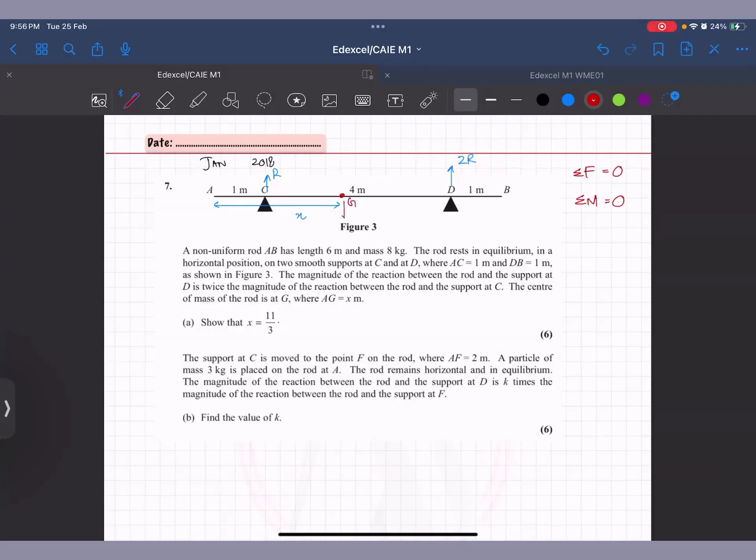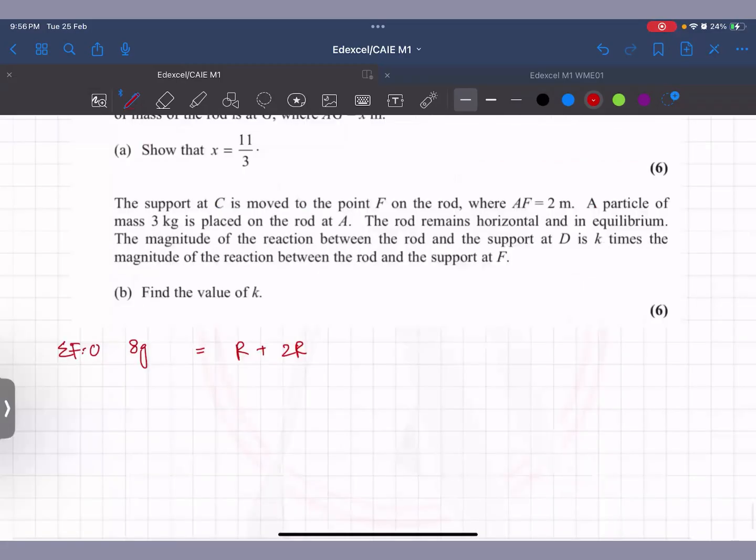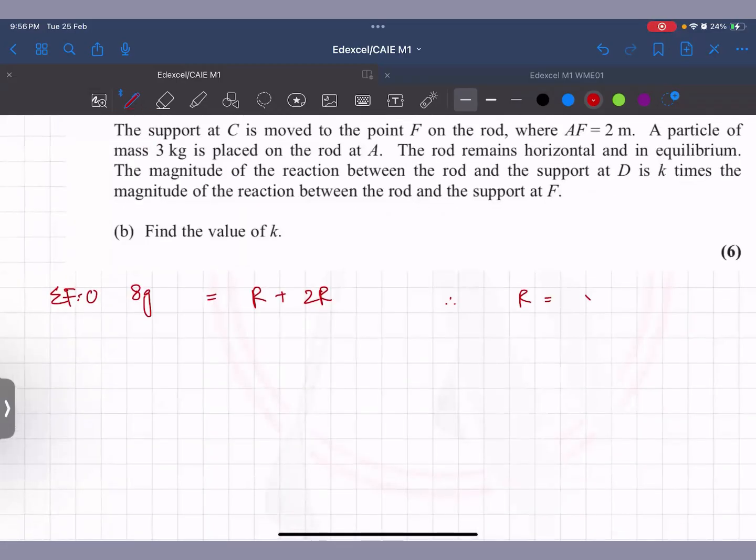This is G. So if I equate the forces, the weight of this rod would be 8g, right? The mass is 8 kg. The weight is downwards, 8g, and there are two reaction forces, R plus 2R. So you get the value of R from here. R would be 8/3 g. Okay. All good till here?